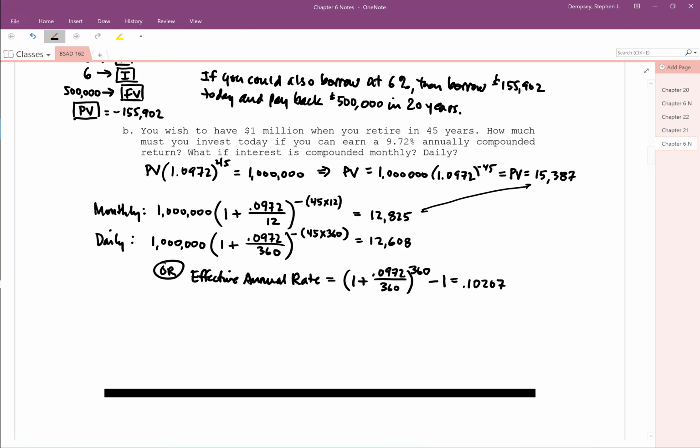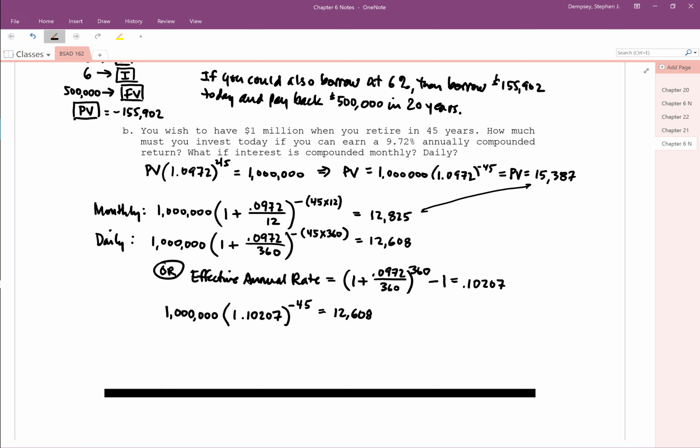So we could have gotten the answer to the last problem by using an effective annual rate on the 1 million, 1.10207. But now, since it's an annual rate, I would bring it back 45 years. And mathematically, that has to give you the same answer, 12,608. Okay?